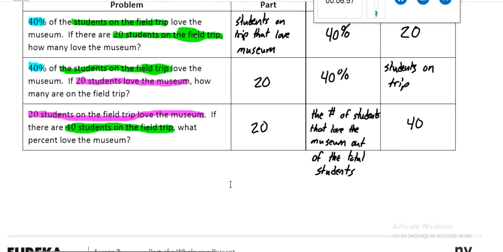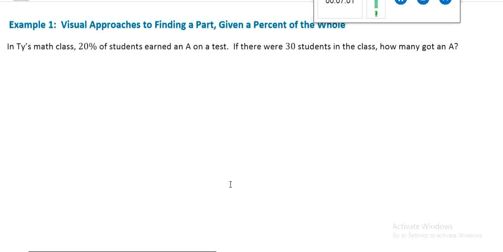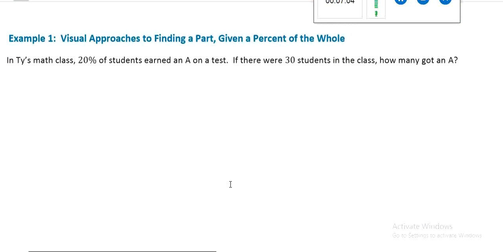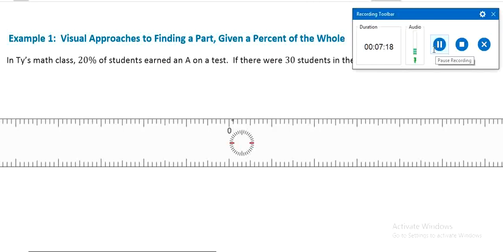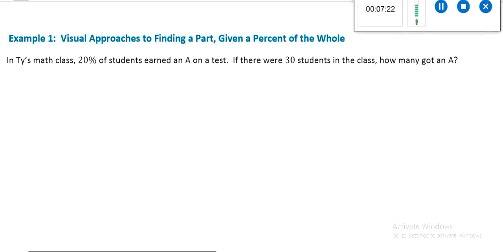So we got A done, we got B done. Let's actually get into an example here. The example says visual approaches to finding a part given a percent of the whole. In Ty's math class, 20% of the students earned an A on a test. If there were 30 students in the class, how many got an A? Since we're doing this visually, I would like you to start out by creating a tape diagram. Here's what the beginning of your tape diagram is going to look like.